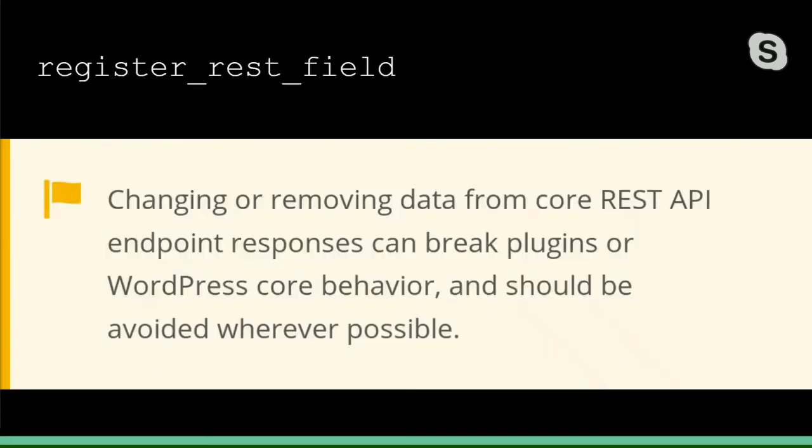A word of warning. While it is possible to do so, changing or removing data from the core REST API endpoint responses can break plugins or WordPress core behavior and should be avoided whenever possible. Your code should only create additional fields. It's also worth noting that if you find your requests are returning too much data, you can use the fields parameter on your request to narrow the data returned to just the specific fields you're interested in.